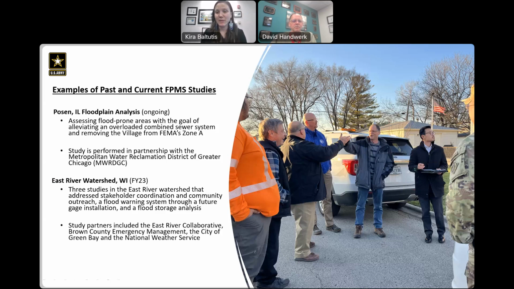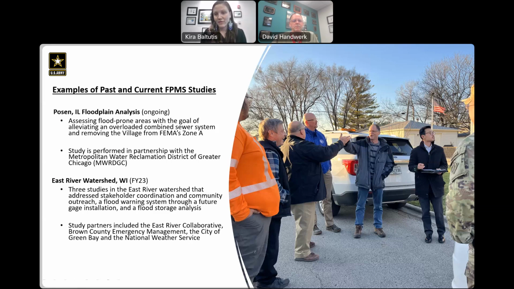And then we also finished up in our last fiscal year 3 studies in the East River watershed in Wisconsin, for those of you on the call from Wisconsin. For these 3 studies, we did a combination of stakeholder outreach and coordination through a fairly large workshop. We did an assessment of the existing flood warning system with a gauge that needs to be installed. And we also did a flood storage analysis. That was the more data analysis piece of this.